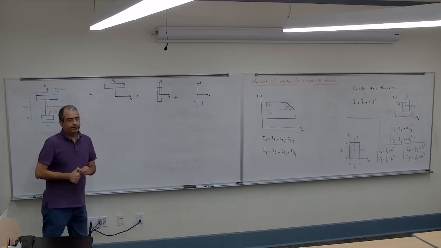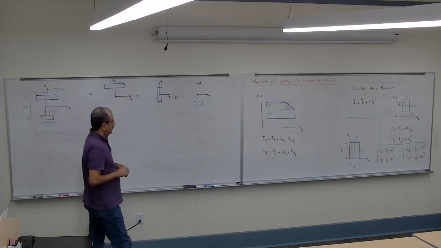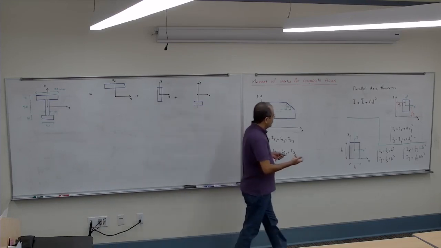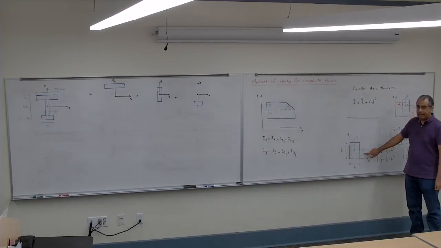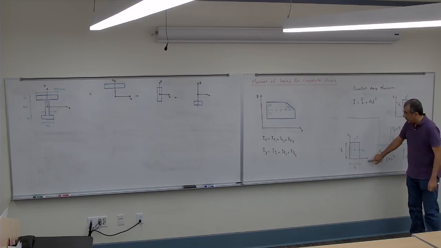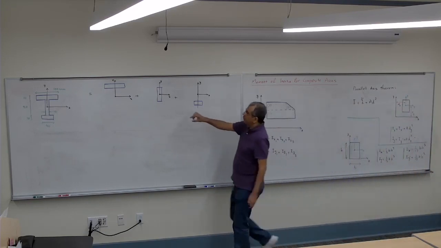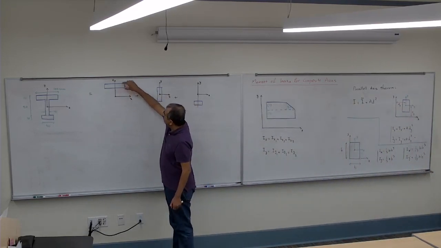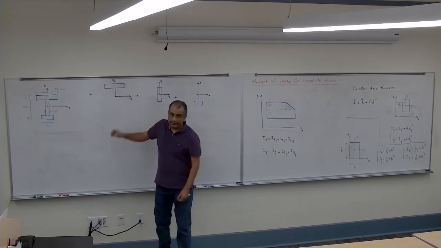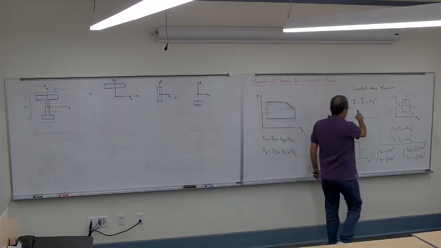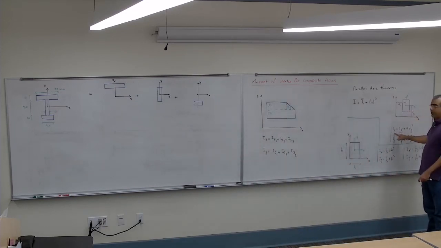Correct? So for each of them, I know the moment of inertia about their axis passed through the centroid. But about the x, I don't know how much is that. So I have to find the moment of inertia about their centroid and then use this equation to find it about the x-axis.